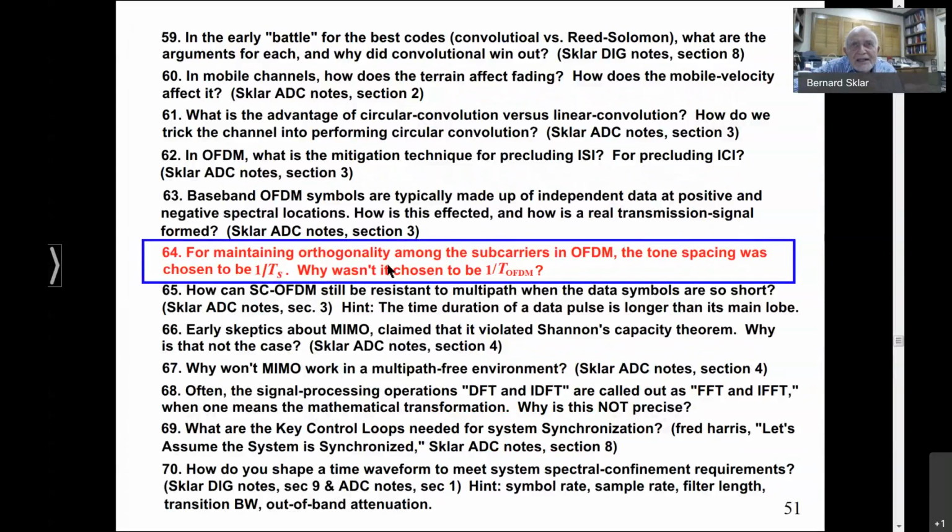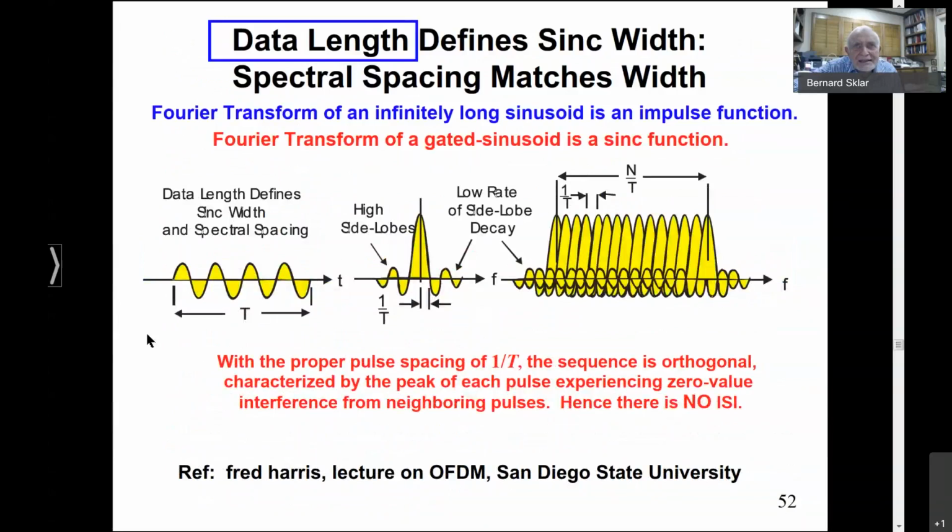And for maintaining orthogonality among the subcarriers in OFDM, the tone spacing was chosen to be 1/T_S. Now I can ask you that question. Why wasn't it chosen to be 1/T_OFDM? Why was it chosen to be T_S? Let me point out that I have a data length here, T. Once I've got this T, when I take a look at the Fourier transform of this T, I get a sinc function where from the peak to the first zero crossing is 1/T. And when I stack them up with a 50% overlay, that's a factor 2 improvement in bandwidth efficiency, which of course is not really the reason why we're ever going to be using OFDM, but you see that.